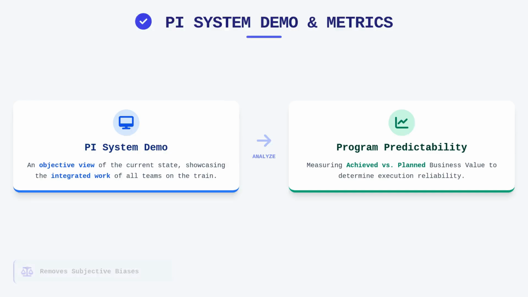By looking at these numbers, we can determine the reliability of our planning and execution capabilities over a sustained period. This data-driven approach removes subjective biases, as teams must account for both their successes and their deviations from the original plan. Achieving a predictable rhythm is essential to gaining the trust of the business, which in turn reinforces the stability of the entire enterprise.